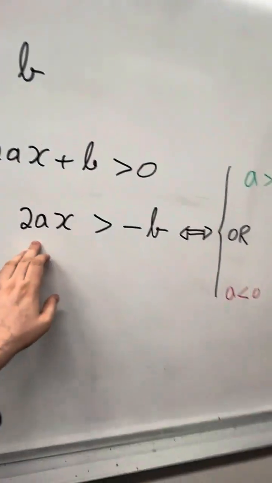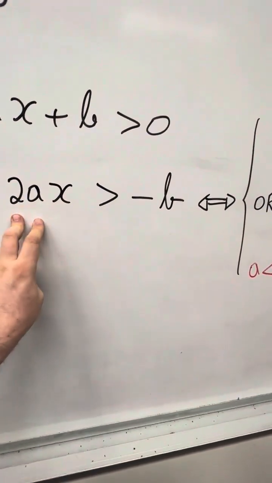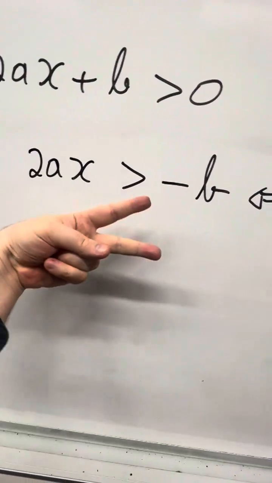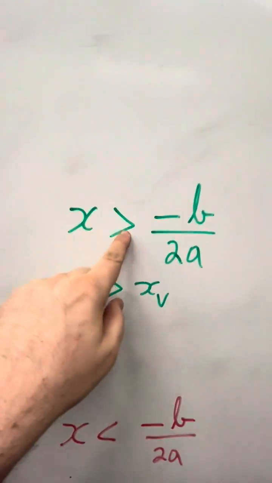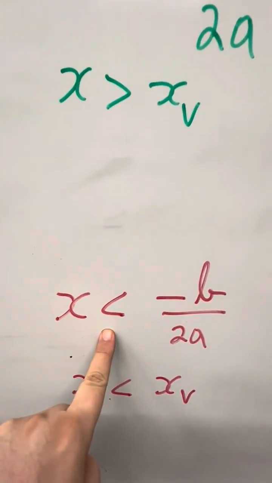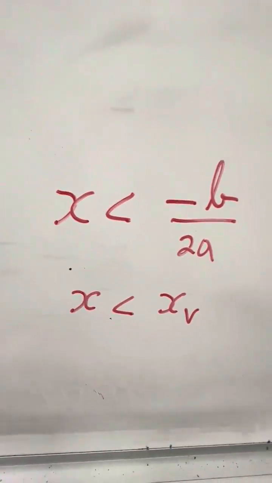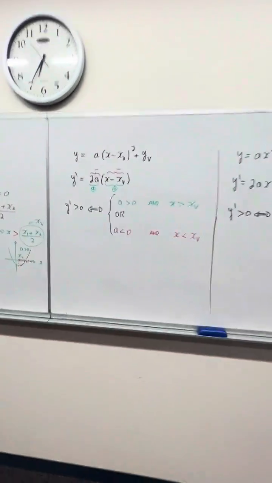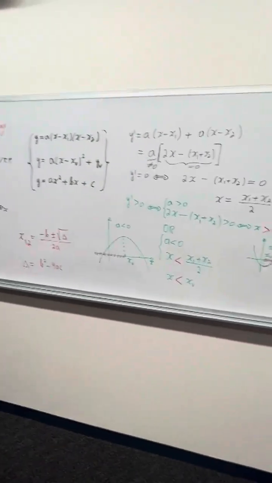But it could be the case that this a is negative. If the a is negative, when I divide by 2a, which is negative also, I have to change the inequality, right? So if a is negative, instead of having this inequality, I have that, okay? Because I'm dividing by a negative number. So I obtain the same result in these 3 different ways using any one of the formulas. I can identify the part of the parabola where the parabola is going up.